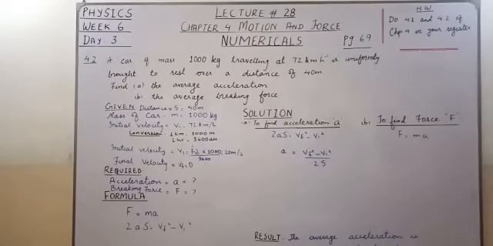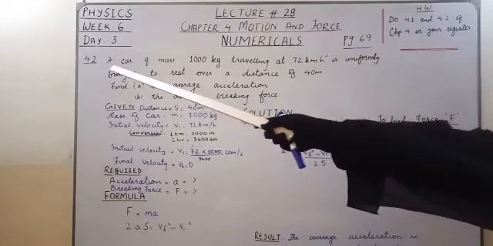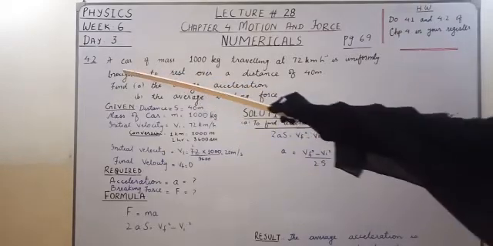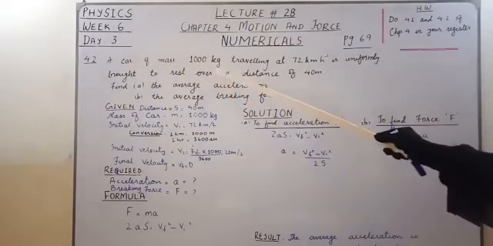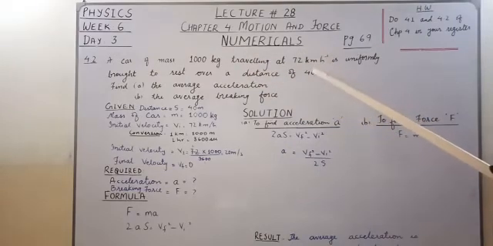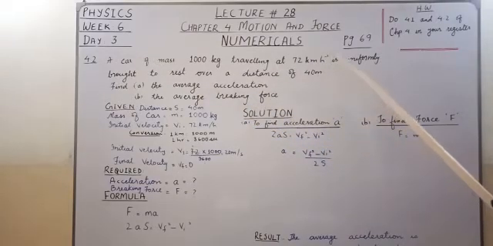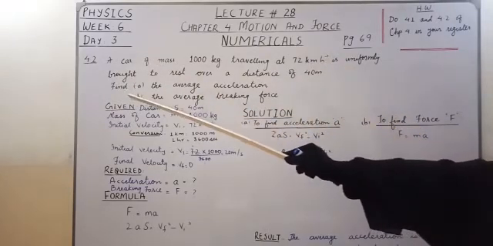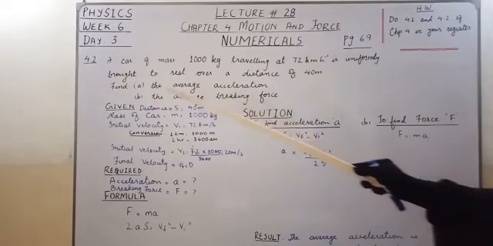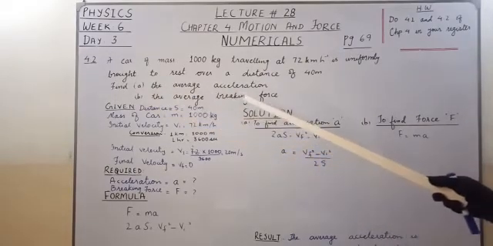Now let's do question 4.2. It says a car of mass 1000 kg traveling at 72 km per hour is uniformly brought to rest over a distance of 40 meters. Find the average acceleration. Find the average braking force.